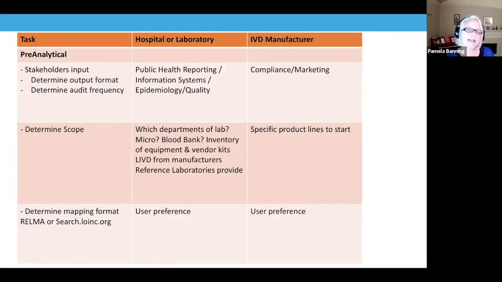Determining your scope goes without saying: how big do you want your project to be? Do you want to do a pilot first with just one department, or start with one specific product line? I did list on the third row user preference for determining your mapping format. Are you going to store it in RELMA, or are you going to choose from search.loinc.org and put it in your own file? I've heard several times now that they're going to have a new browser online, which is really exciting. But the one thing I love about RELMA is that it creates a mapping output file for you, which means you have less cutting and pasting on your individual decisions.